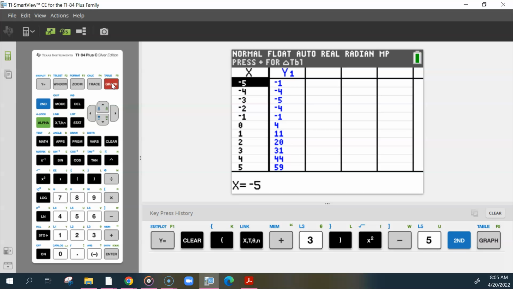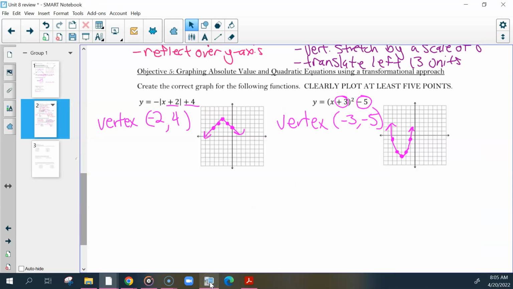Did the y do that every time? Not in this case, because it didn't have a 2 out here. If it had a 2, then yes.